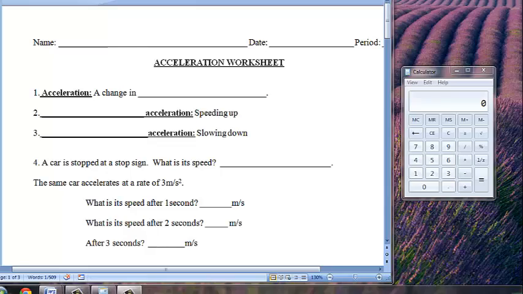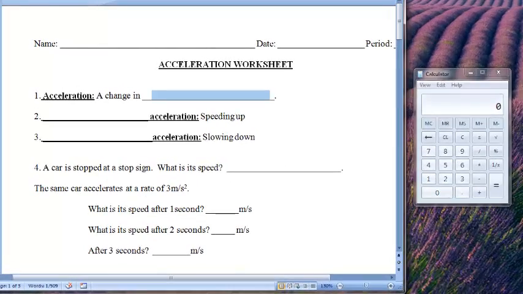Acceleration is a change in velocity. Velocity is speed and direction. So, in order for velocity to change, speed must change, direction must change, or both of them could change.